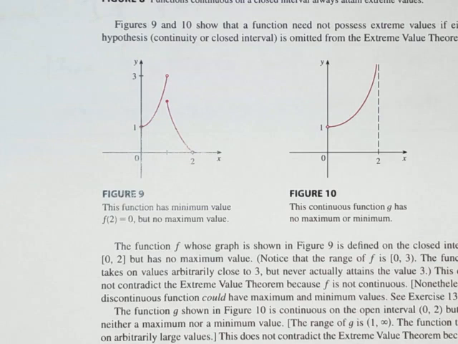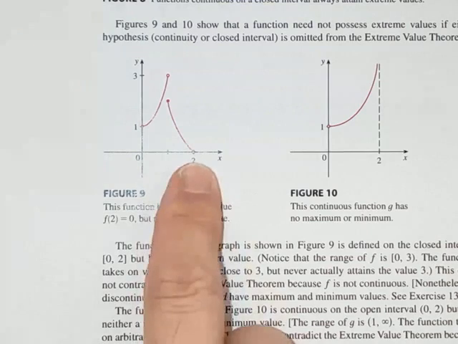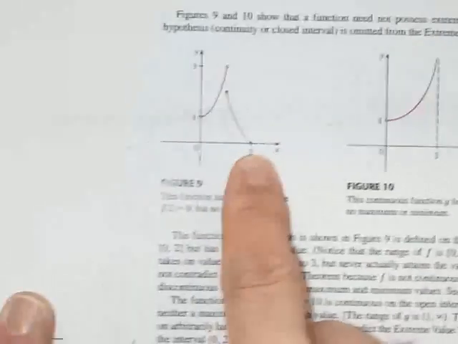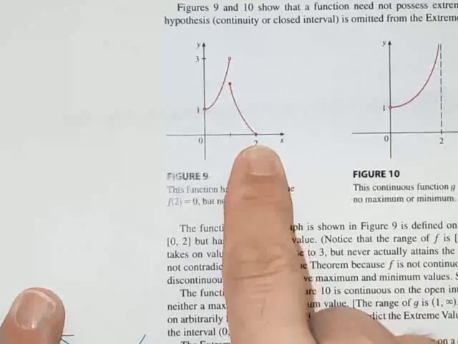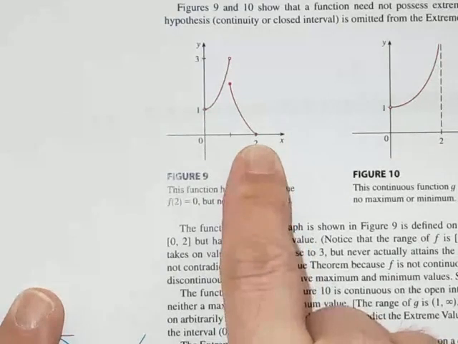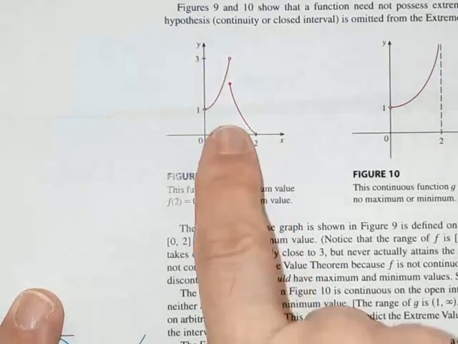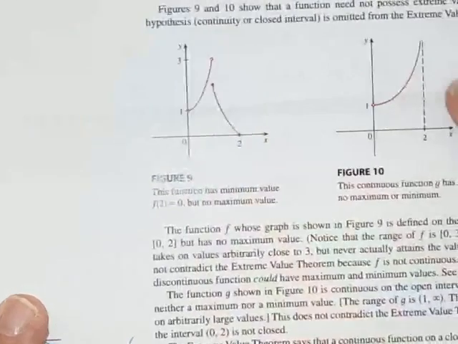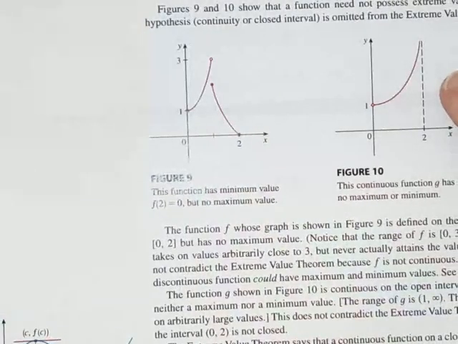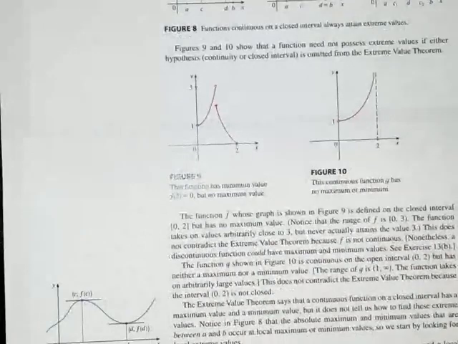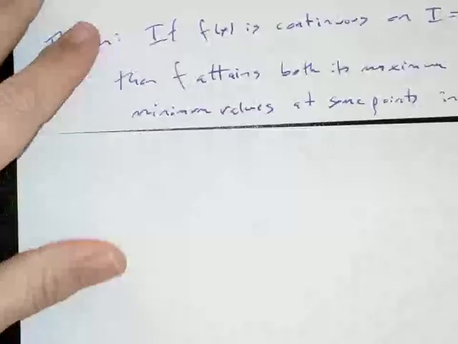Same thing happens as we get closer and closer to 2. The limit as we approach 2 is 0. Oh, is there a solid dot there? Yeah, there's a solid dot there. We actually do hit 0. We have a minimum, but we don't have a maximum because of the discontinuity. If we had an asymptote, the same thing would happen. So I need continuity in order to enforce this attaining of a maximum or minimum value.